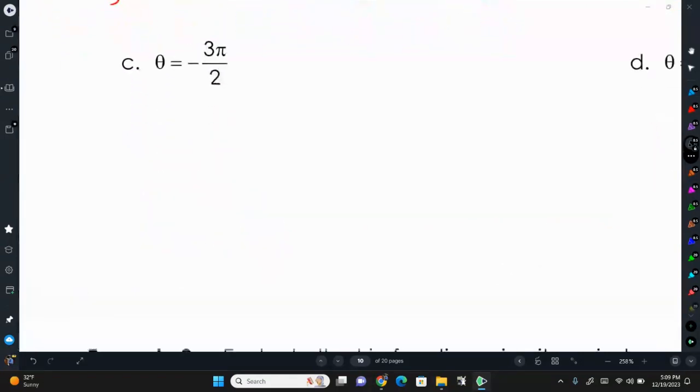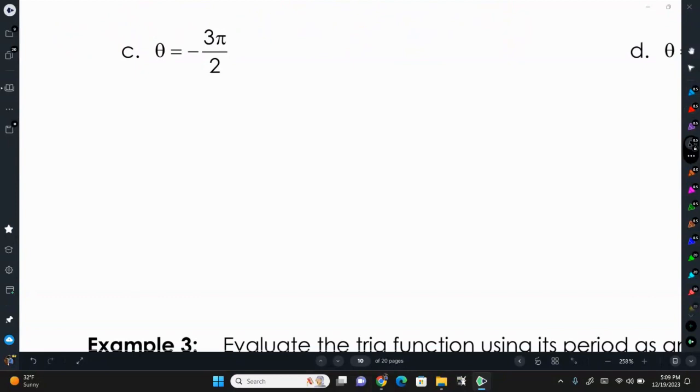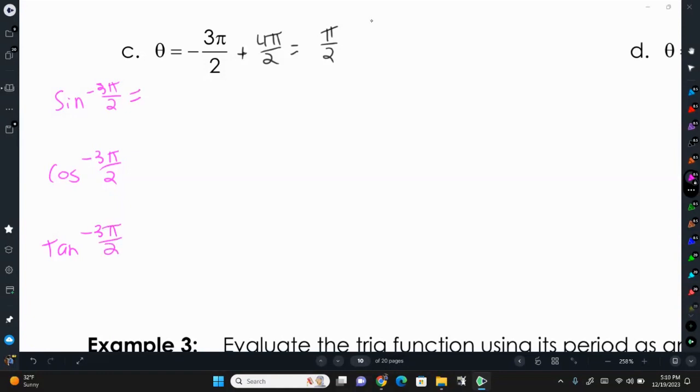All right, now that our angle is negative 3 pi over 2, I'm going to add a circle, so plus 4 pi over 2. That's 1 pi over 2. So we'll have our sine of negative 3 pi over 2, cosine of negative 3 pi over 2, tangent of negative 3 pi over 2. Sine of pi over 2 is 1. The cosine of negative 3 pi over 2, which again is the same as pi over 2, is 0.